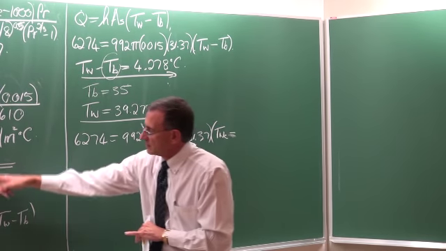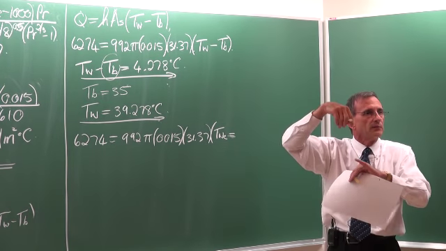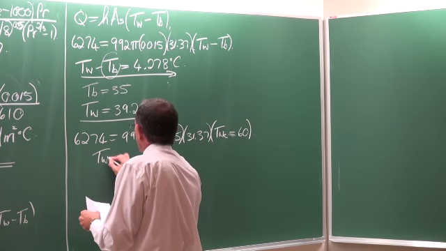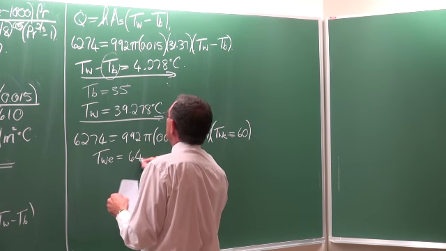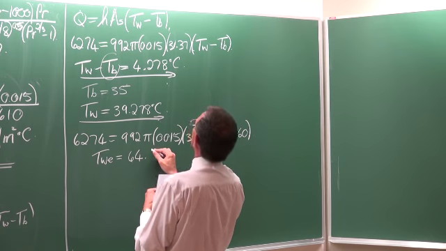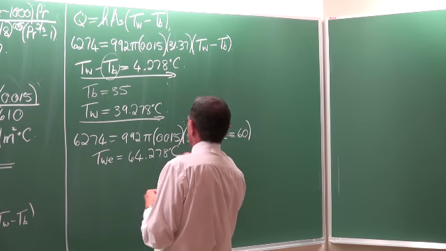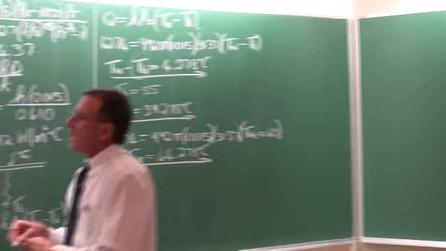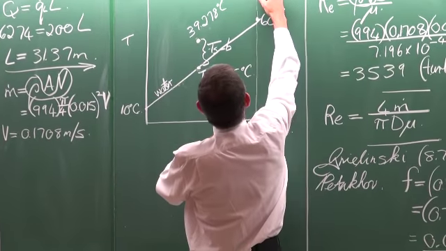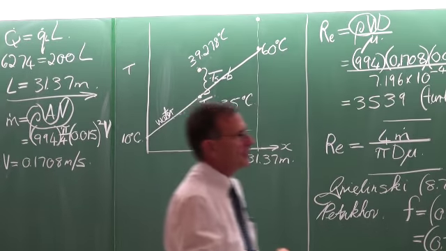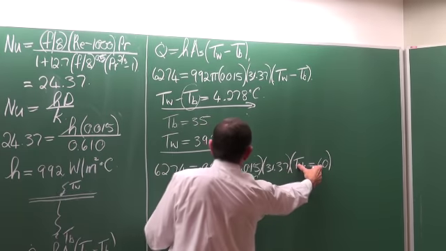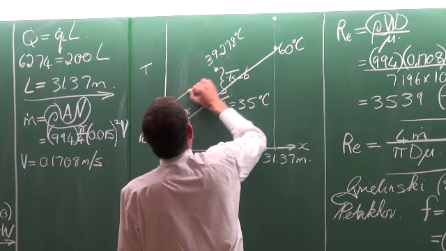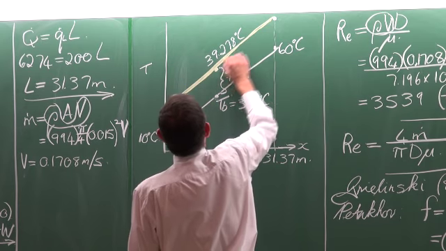Okay, remember, that is the heat transfer rate, that would be the bulk temperature at that point, and that is the outlet temperature of the water, it is 60. Okay, so the wall outlet temperature would be equal to 64.278 degrees Celsius. Okay. Right. And if you do that, then it means that that delta T is exactly the same, and the result is that the wall temperature is also a linear line.